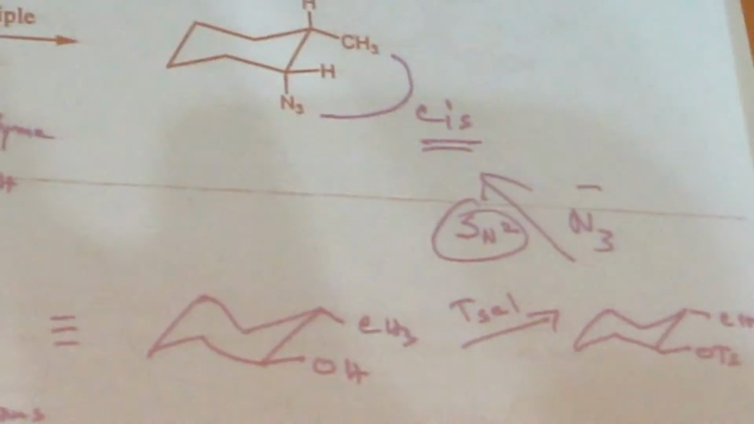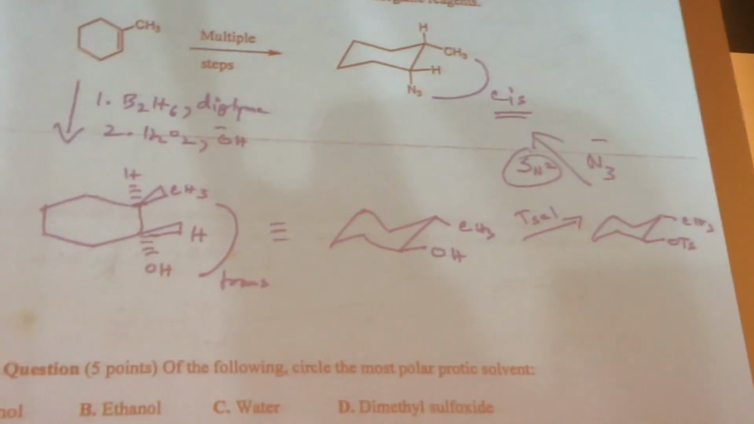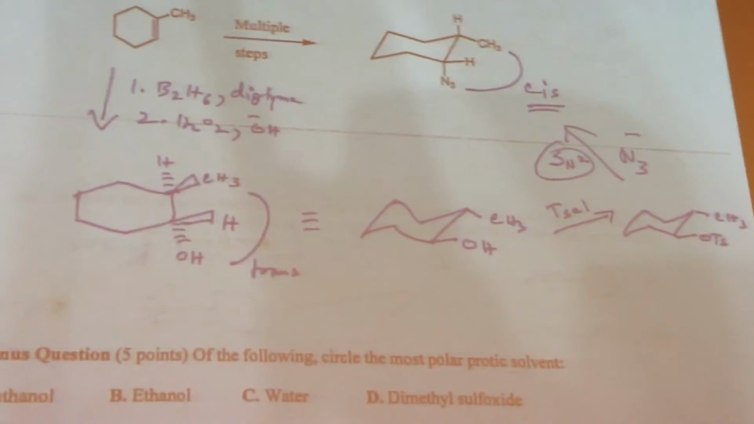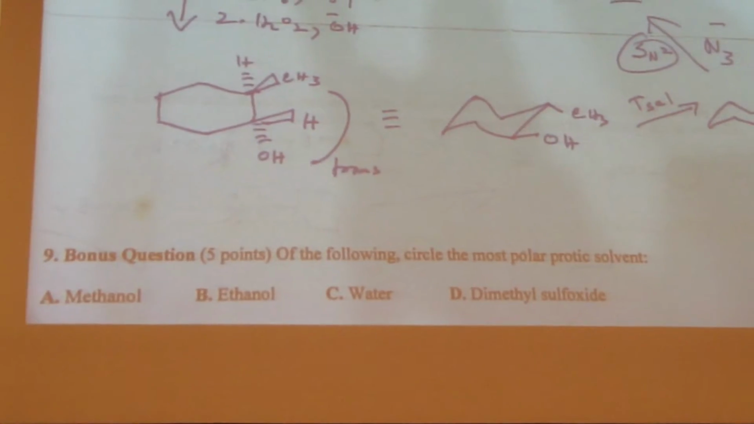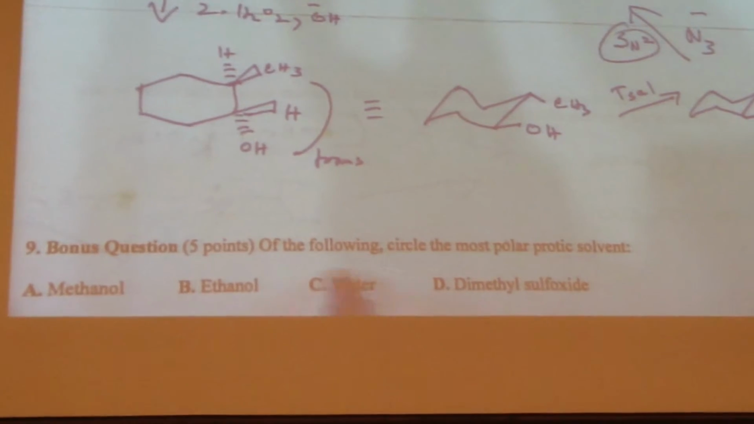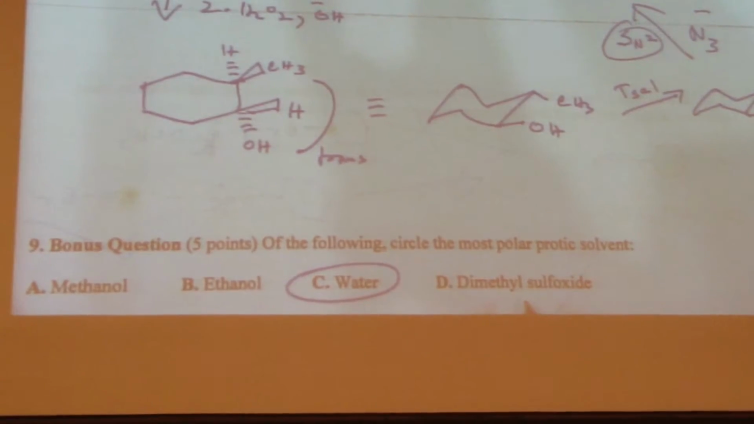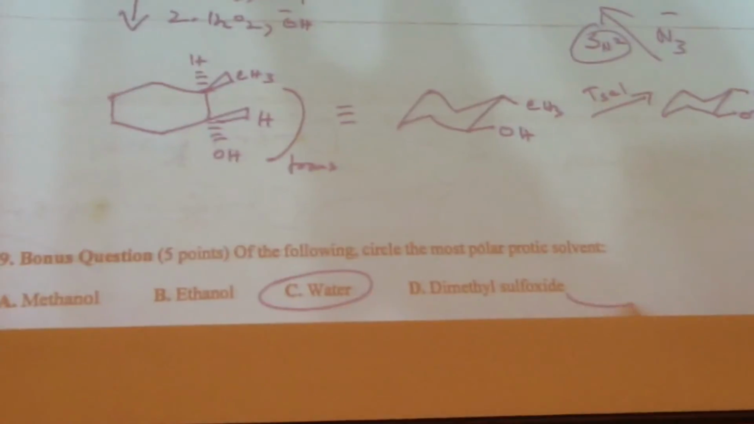Okay. The last question asks you to circle the most polar protic solvent. Methanol is a protic solvent, it's quite polar. Ethanol is also a protic solvent, quite polar. But water is the most polar protic solvent. This is the answer. These are aprotic solvents. Dimethyl sulfoxide is the most polar aprotic solvent.